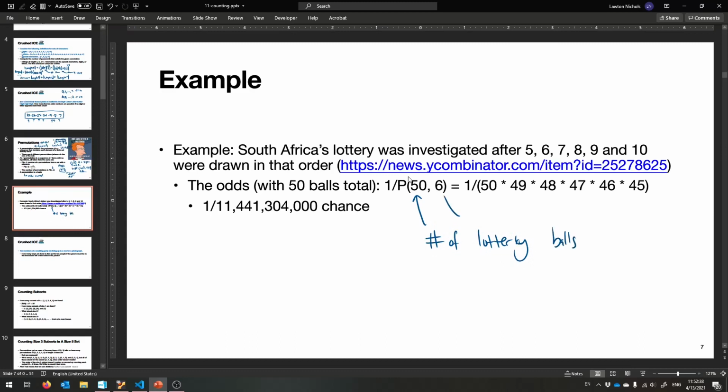And then the number that we're picking. So how many different ways are there to pick lottery balls numbered 1 through 50? How many ways are there to pick 6 of them out of the 50? That's what P(50, 6) is. And what are the odds of us picking this particular one?